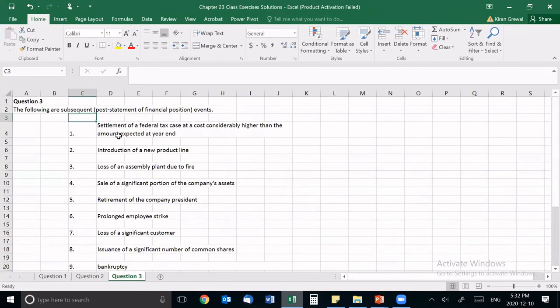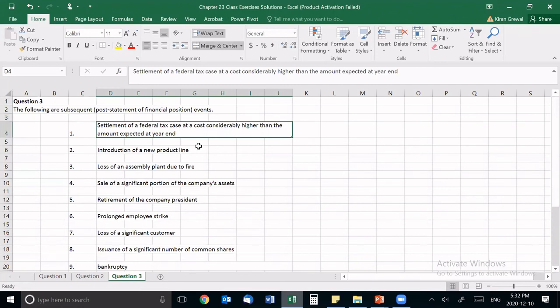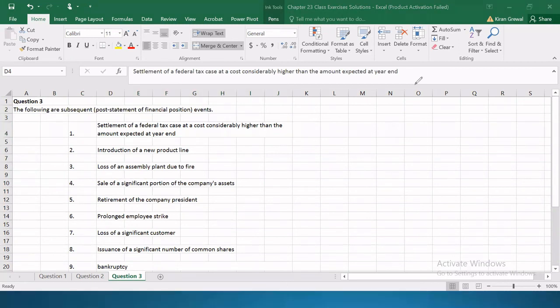All right, so to take this up, the first one: settlement of a federal tax case at a cost considerably higher than the amount expected at year end. In this case, at year end, you probably would have set up a liability, like a contingent liability, for example. So you would have set up a liability, let's say of 200,000. Let's say that this is material, but you find out a couple of weeks after year end that you had to actually pay, and it says considerably higher. So maybe you actually have to pay 700,000. So do we adjust this liability to 700,000? Do we disclose it, or do we do none of the above?